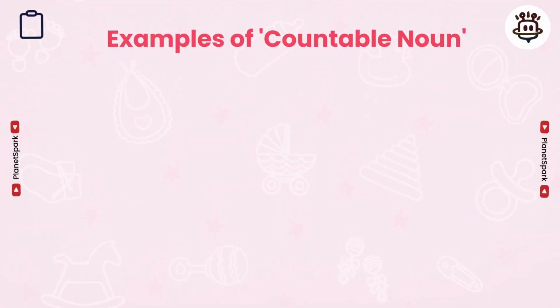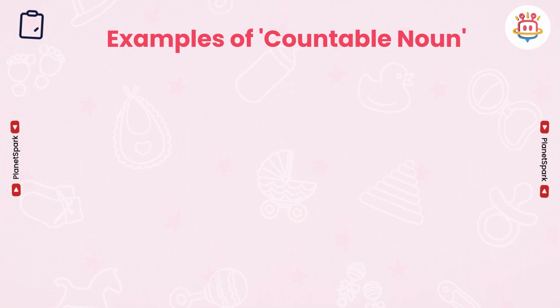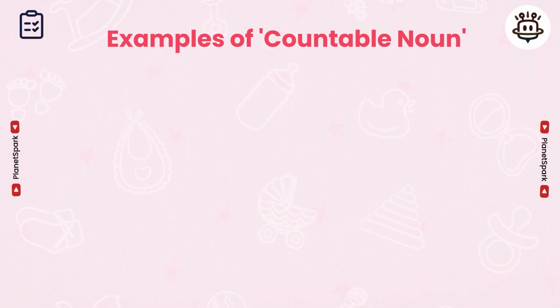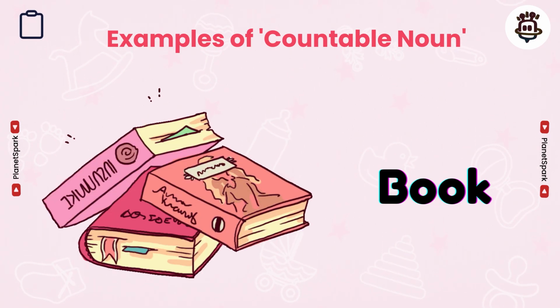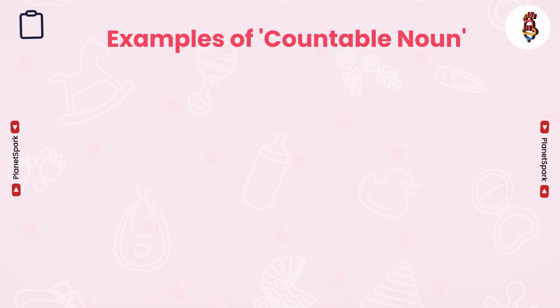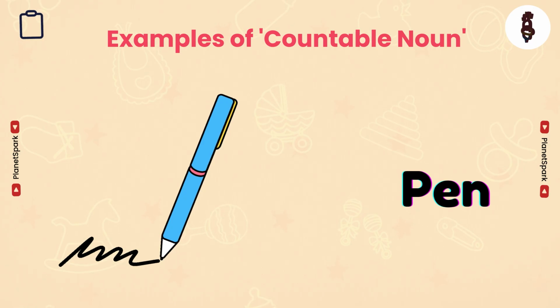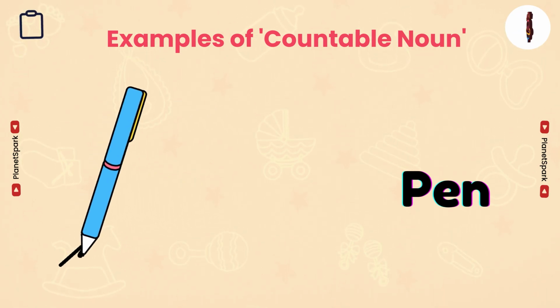Let's see some examples of countable noun. The first example is book. Book can be counted, so it is countable noun. The second example is pen. Pen can be counted, so it is countable noun.